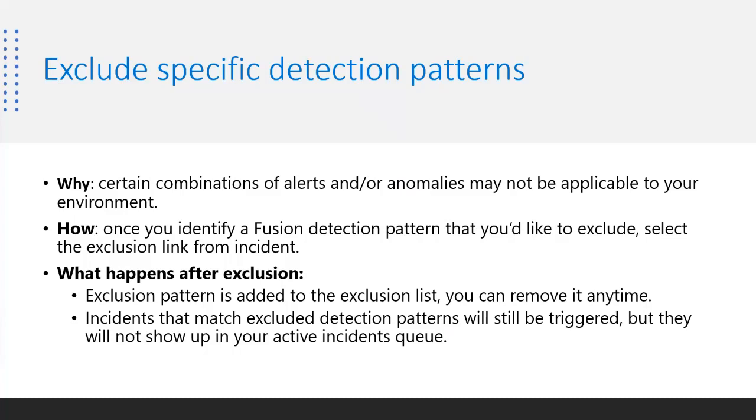How it works is that once you identify a Fusion incident that contains a threat pattern that you'd like to exclude, you can select the exclusion link from the incident description. The pattern will be automatically added to the exclusion list, and all the future Fusion incidents that match the excluded pattern will no longer show up in your active incident queue. These incidents will still be triggered, but will be auto-closed, so you can go back and review them as needed. You can also remove the exclusion patterns anytime from the configuration wizard if you want to resume a Fusion incident that contains this threat pattern.